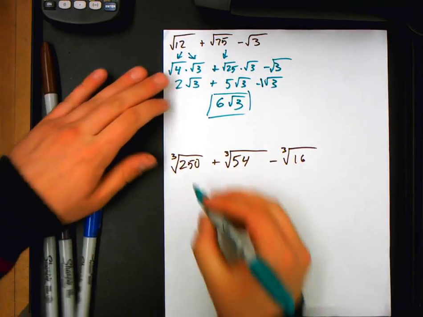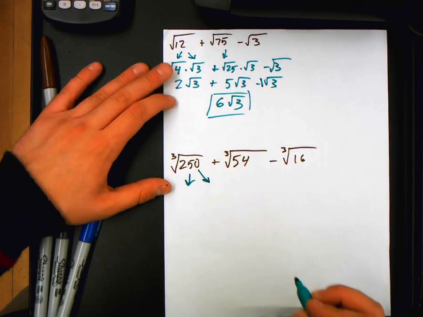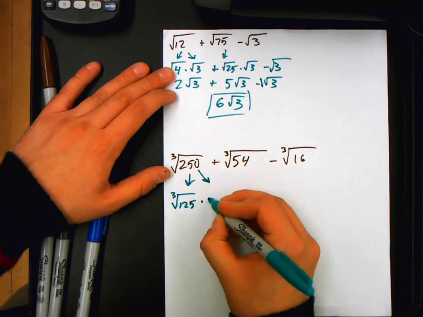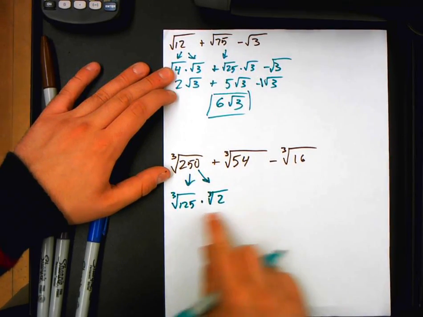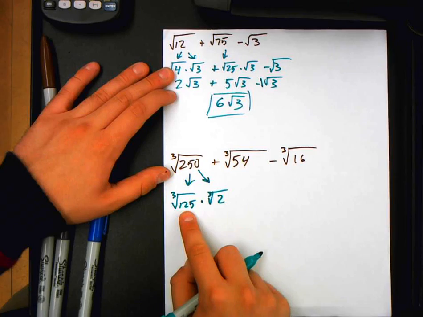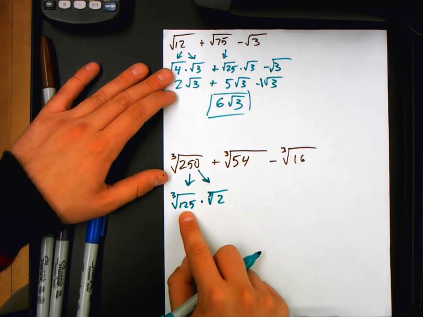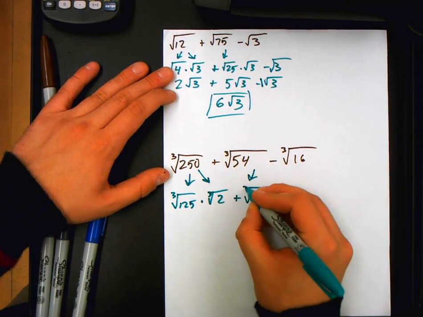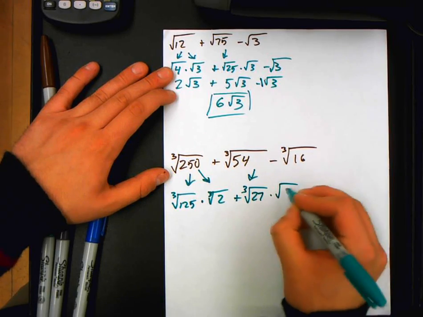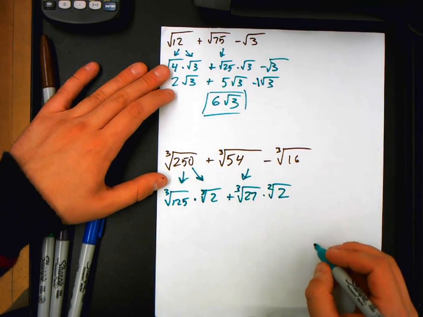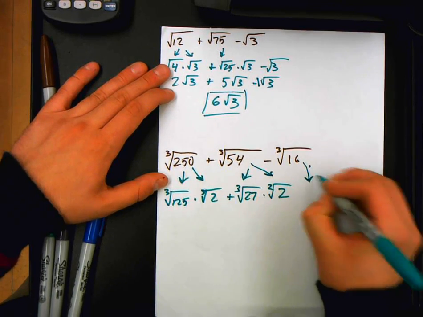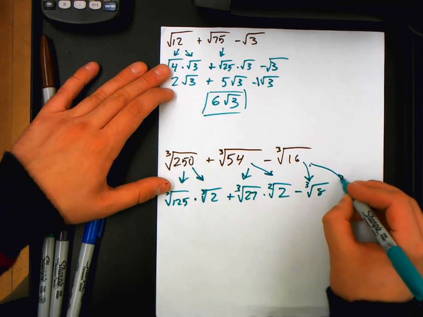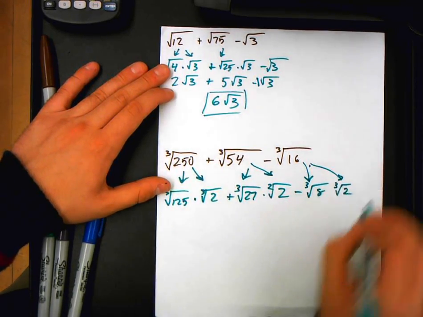The largest perfect cube from 250 is 125. And the other multiple of 125 is 2. Since 125 times 2 is 250, these are both factors, and the perfect cube is 125. Factoring 54, the perfect cube is 27, and the other factor is 2. Then factoring 16, we get the cube root of 8 times the cube root of 2, which is left over.